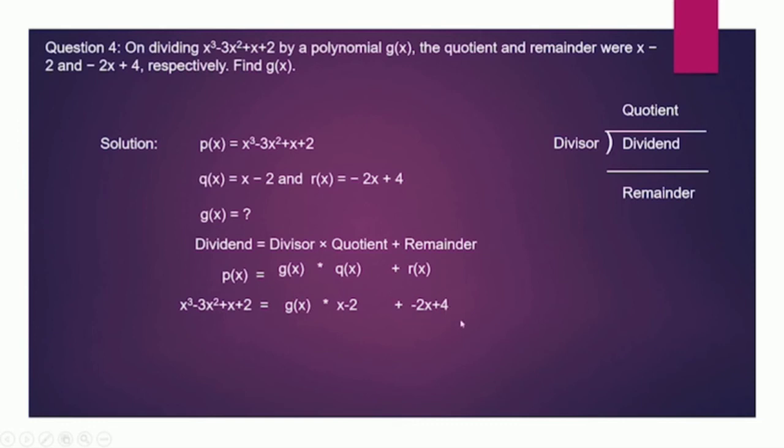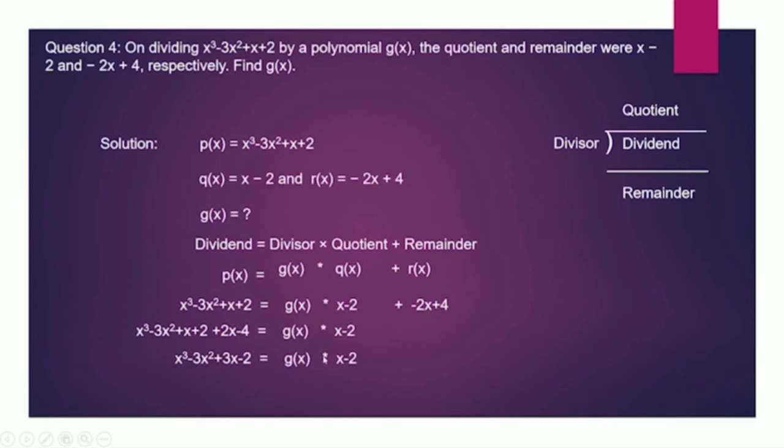Now we need to bring this into the left hand side. On bringing this term into the left hand side, minus 2x will become plus 2x and plus 4 will become minus 4. This has become plus 2x and minus 4 equal to g of x into x minus 2 as it is. Now we need to simplify this. Plus 2x plus x will become plus 3x and plus 2 minus 4 will become minus 2. Therefore, we will get x cube minus 3x square plus 3x minus 2 equal to g of x into x minus 2.